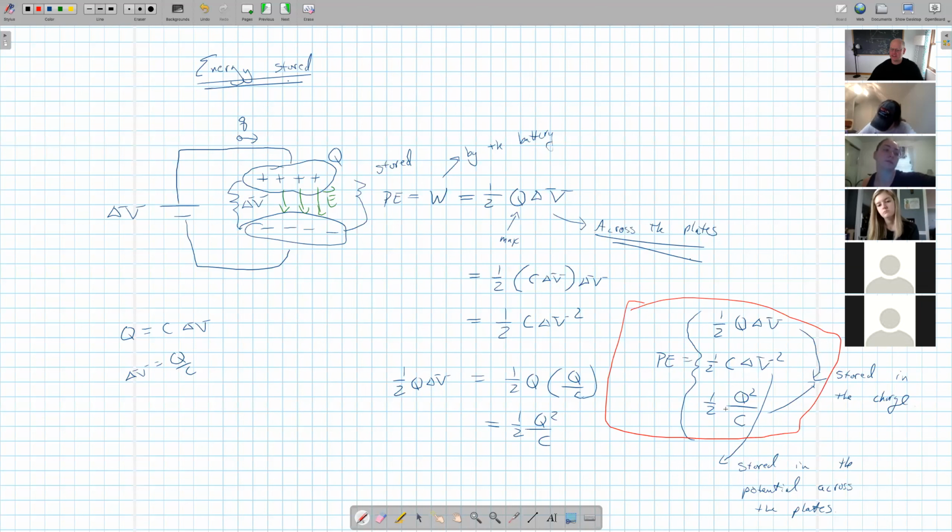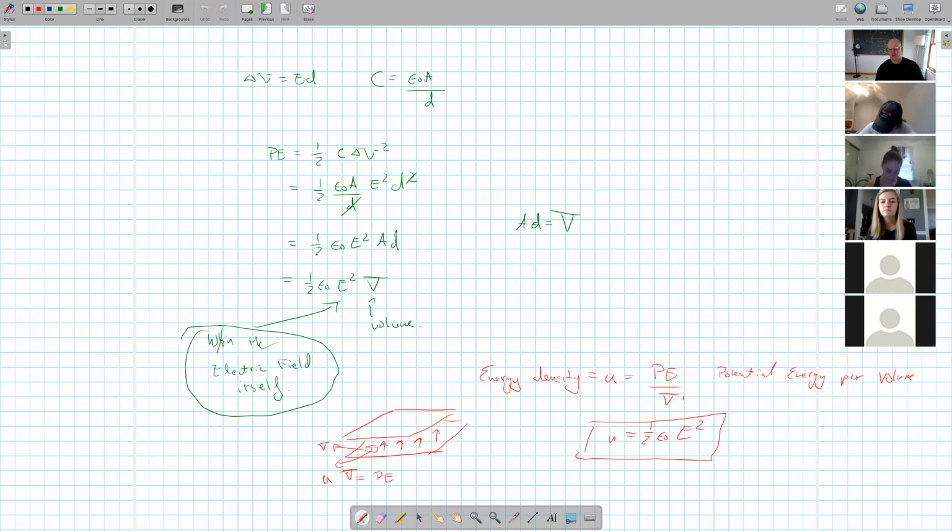Which one you usually use just depends on what it is that you know. So if you know the charge and you know the potential, you'd use the first one. If you know the capacitance and the potential, you'd use the second one. If you know the charge and the capacitance, you would use the third one. And each one just depends on which one you know and how you want to think about the energy being stored. Is it being stored within the potential? Is it being stored within the charge? Or finally, is it being stored inside of the electric field itself? So good. So this is then energy stored.